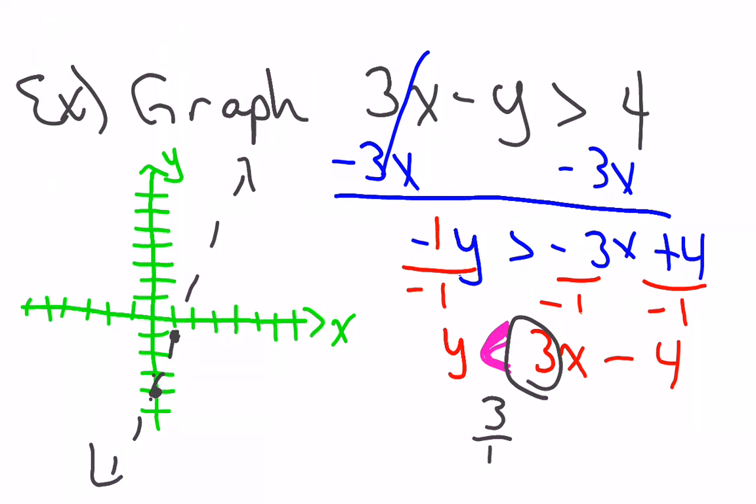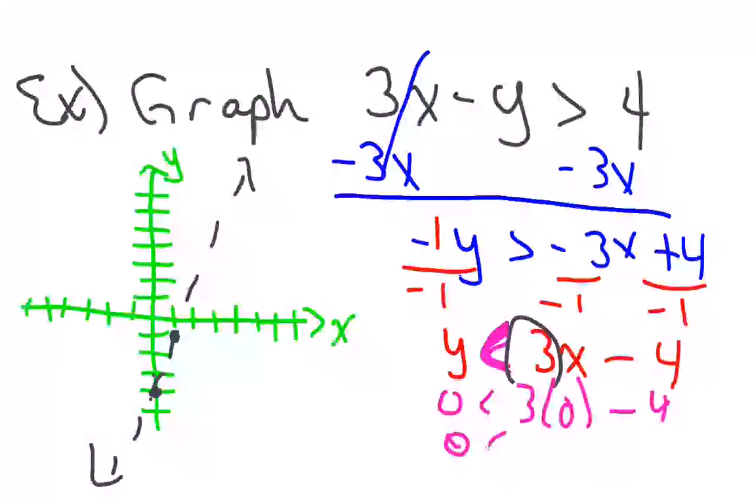And now we want to shade one of the sides, and we're not sure which one we're going to shade. And so what we have to do is pick a point that is not on the line and see if it works. So in this case, we can pick 0, 0 because it's not on the line, and plug it in for y and x. So we would have 0 is less than 3 times 0 minus 4.